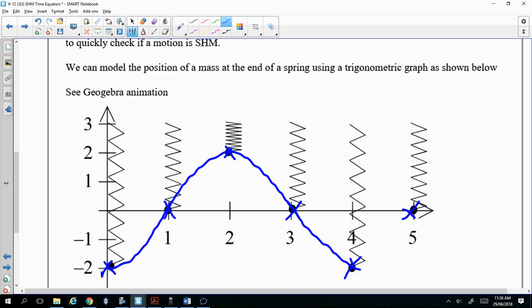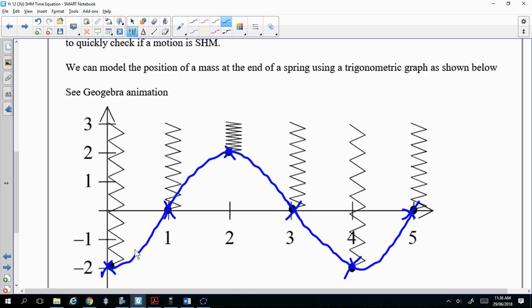We'll come to this diagram later on, but now we're just going to answer questions about displacement, time and velocity. So at different times, the position of the spring can now be modeled by this trigonometric curve. Okay, let's move on.